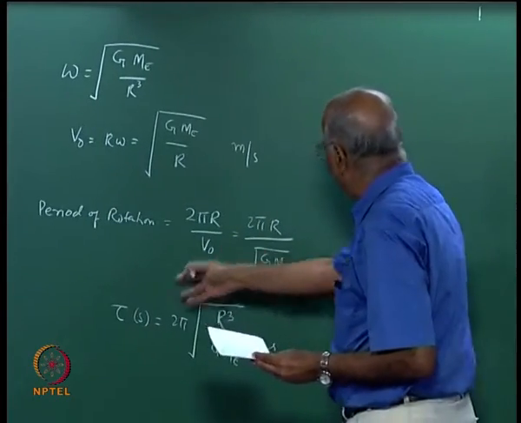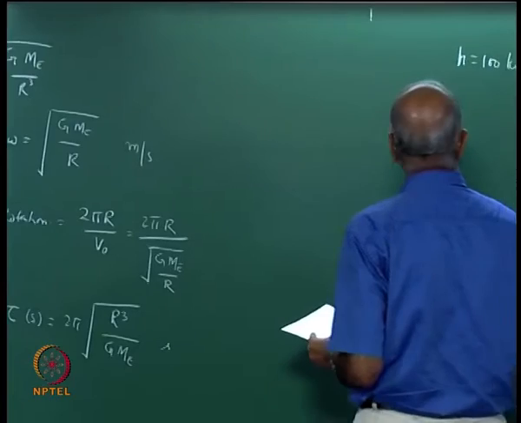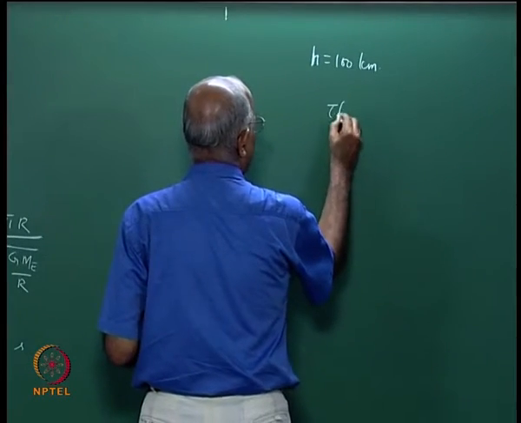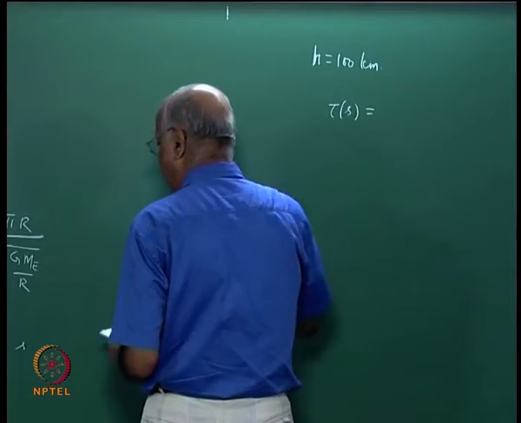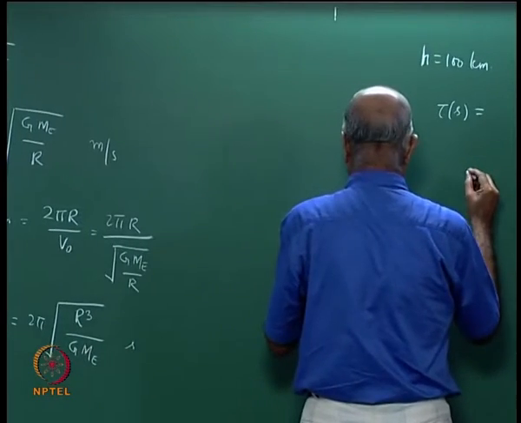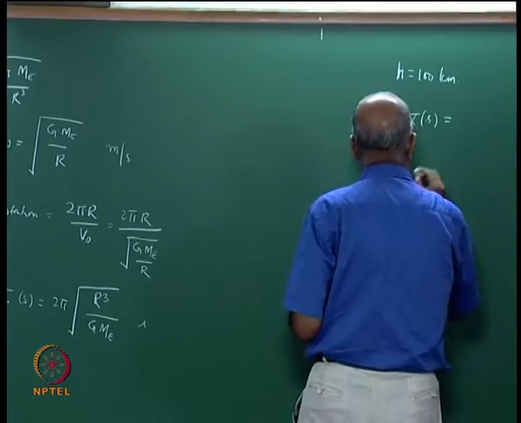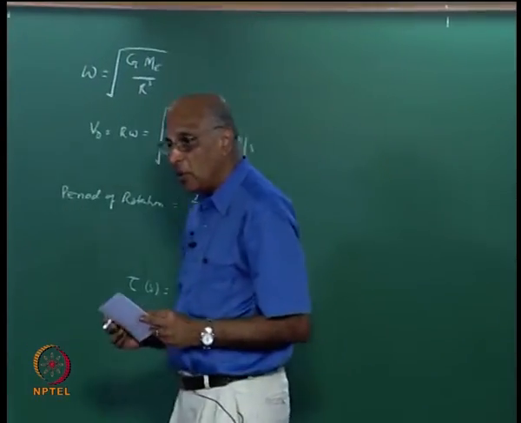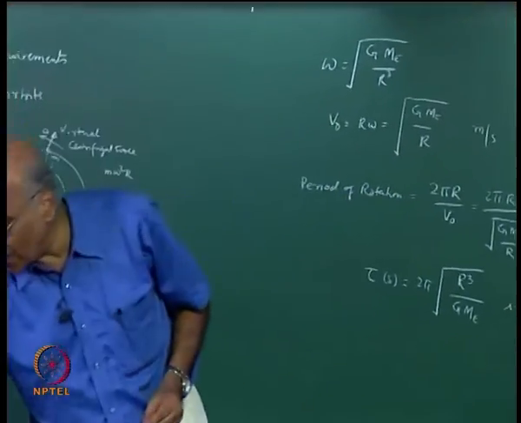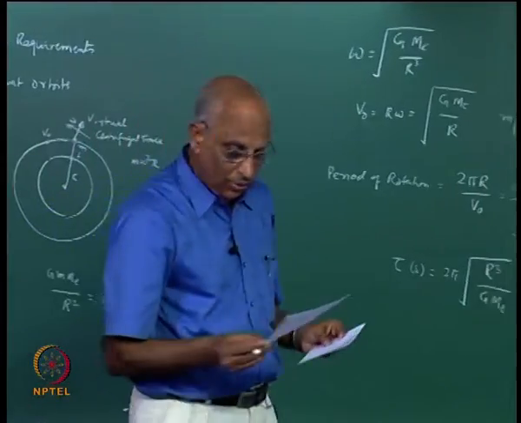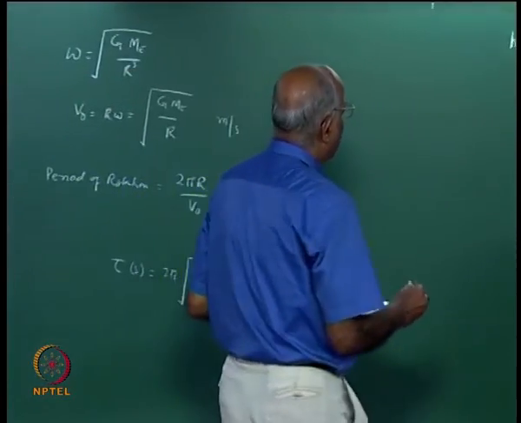I want to find out what is the period, and therefore the period in terms of seconds, tau seconds, is equal to r cubed. How much is r cubed? We said that the radius of the earth is some value, and the height above the earth is some value. Therefore, r is equal to 6380, which is the radius of the earth.